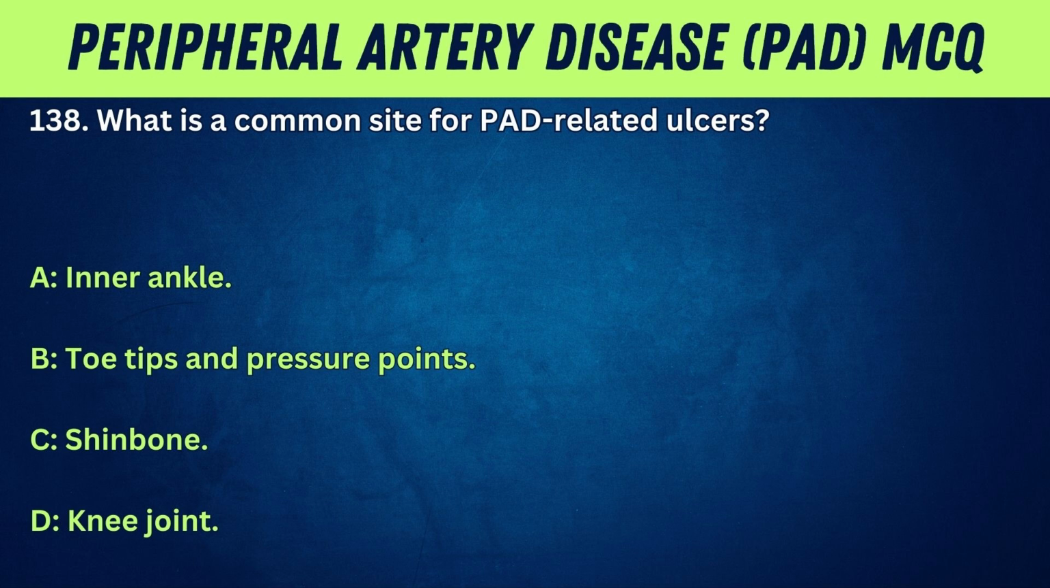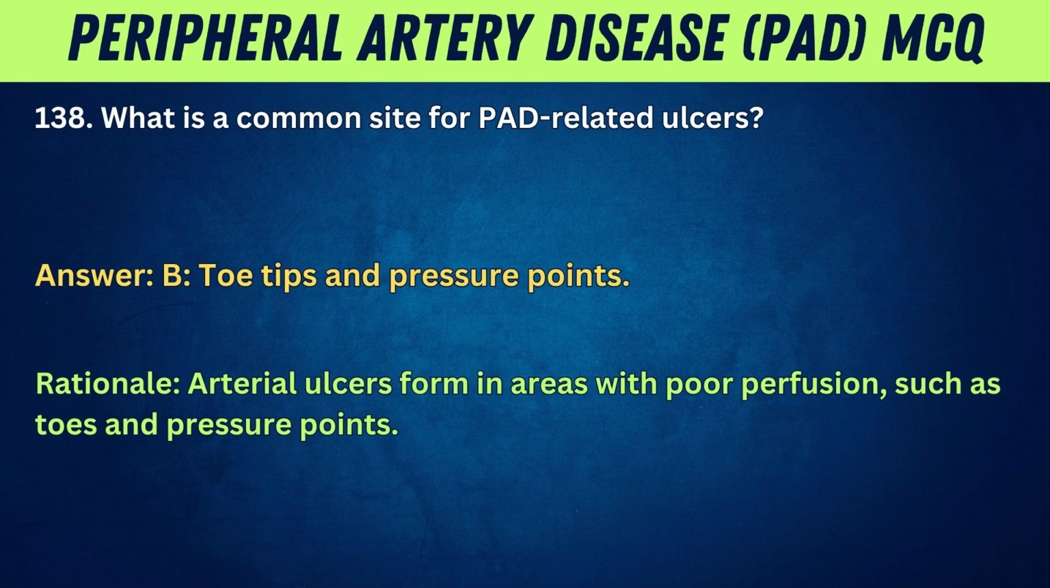138. What is a common site for PAD-related ulcers? A. Inner ankle. B. Toe tips and pressure points. C. Shin bone. D. Knee joint. Answer. B. Toe tips and pressure points. Rationale. Arterial ulcers form in areas with poor perfusion, such as toes and pressure points.